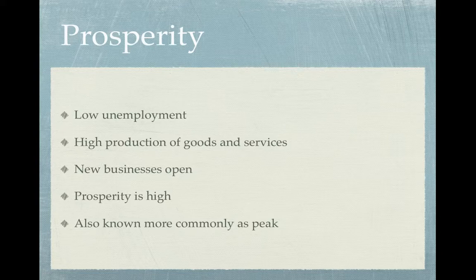Prosperity is like the height of the business cycle. Unemployment is low, people are employed for the most part. I mean, you might still have some unemployment, but it's low in comparison to the other times in the cycle. There's high production of goods and services because there's high demand for the goods and services. New businesses are opening. Prosperity is high. People are feeling good, they're spending their money, the economy is going. In the business cycle, this is more frequently known as the peak. So when you think of a curve going up and down, this is the top point of that.